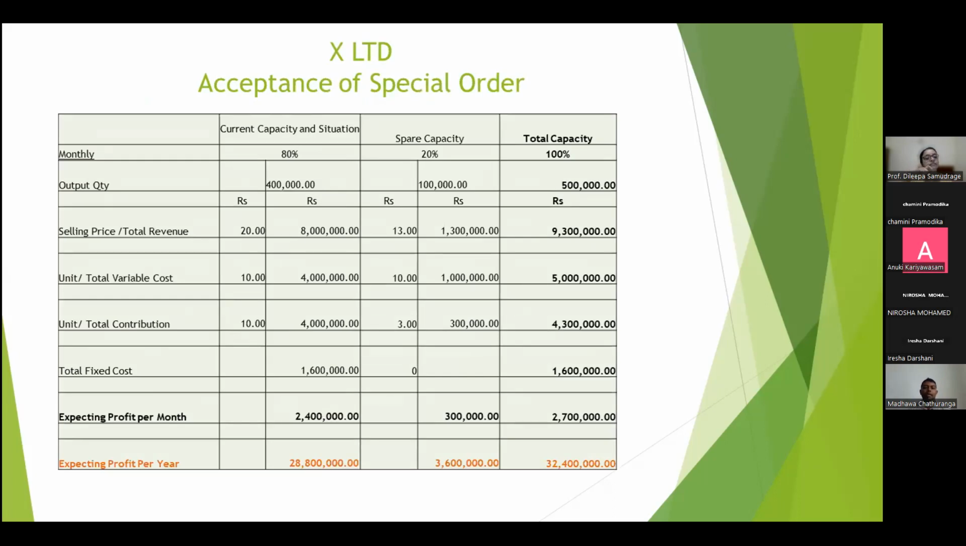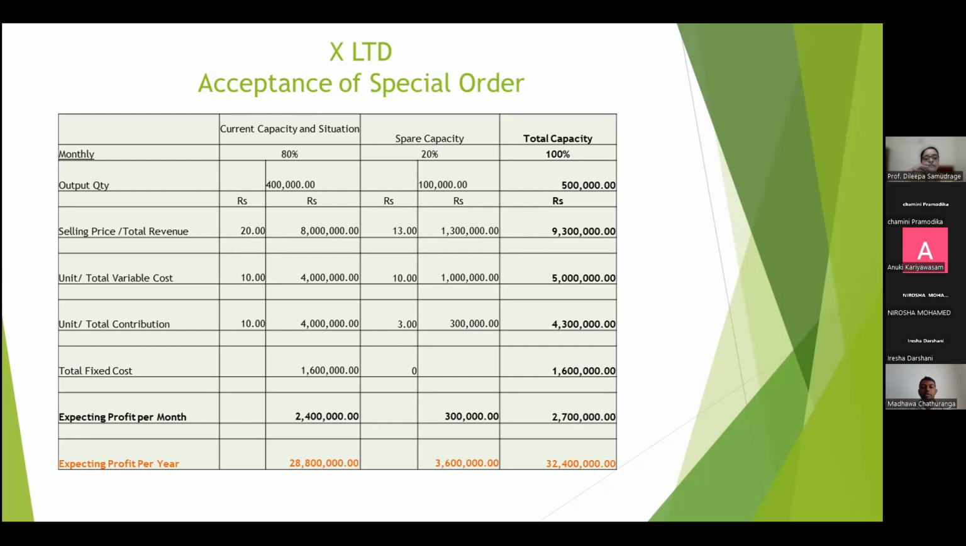Yeah. Our question is X Limited, which is getting a special order. In their capacity they are now producing 80%. The 20% is excess capacity, which means it is not used. So we can consider two things here. One, the present capacity and the fixed cost. The second, spare capacity and the incremental cost benefit. Here, with 80% of the capacity we are still in a profit-making situation. Now we are going to utilize another 20% with our own brand.